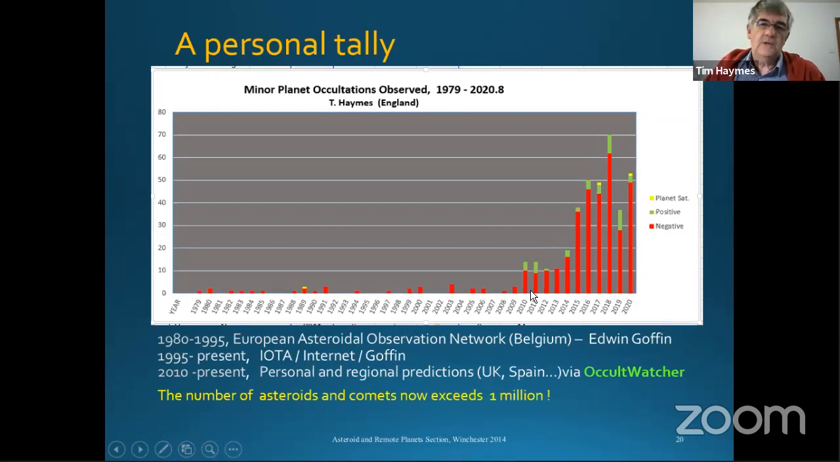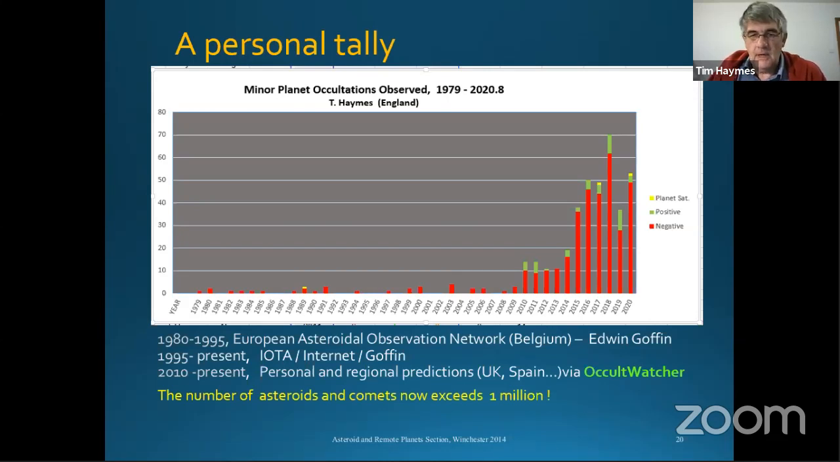Then in about 2010, I managed to get my first video occultation, and since then I've only had one year when there were no positives observed, and all the others have been increasing in numbers. That's because of the number of predictions and the improvements in the predictions, and in particular the improvements in the asteroid orbits over time.